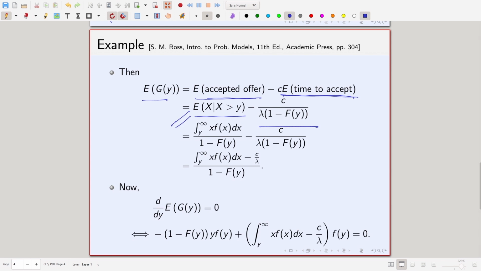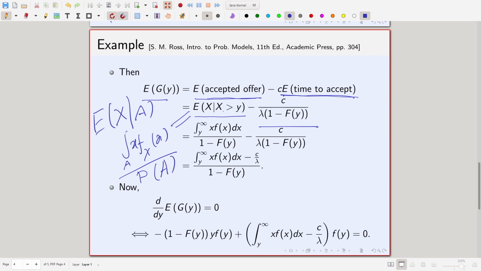Now, how do I calculate this? What is the expectation of X given some event A? It is basically, you integrate the density of X on the set A, on the event A, divided by the probability of A. So, here what is the event? Event is X is greater than y. So, here you should integrate from y to infinity and not from 0 to infinity because of this conditioning that X is greater than y.